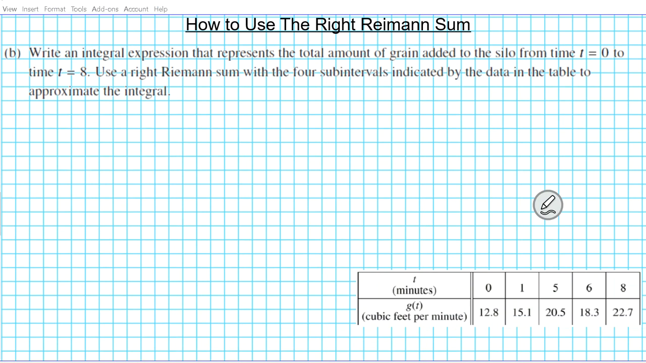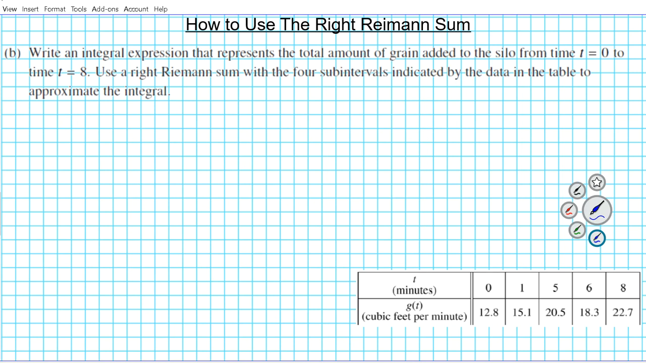All right, let's take a look at question 1B. On question 1B, we're being assessed on how to use the right Riemann sum to estimate the value of an integral. The question reads: write an integral expression that represents the total amount of grain added to the silo from time t equals 0 to time t equals 8. Use a right Riemann sum with 4 subintervals indicated by the table to approximate the integral.